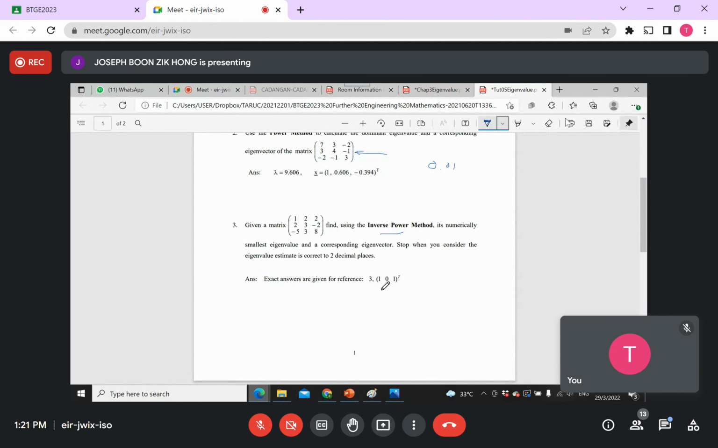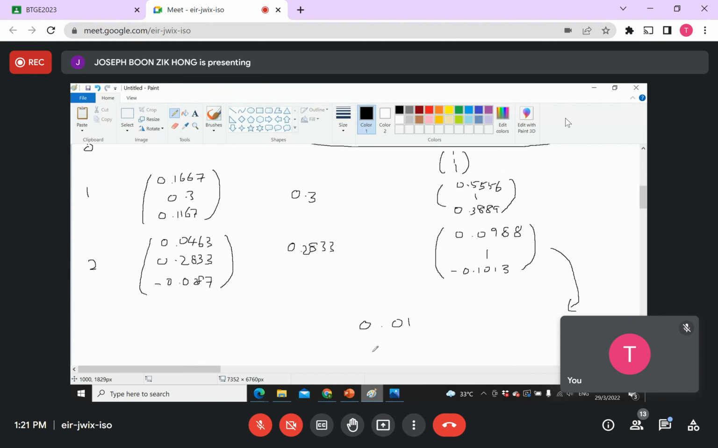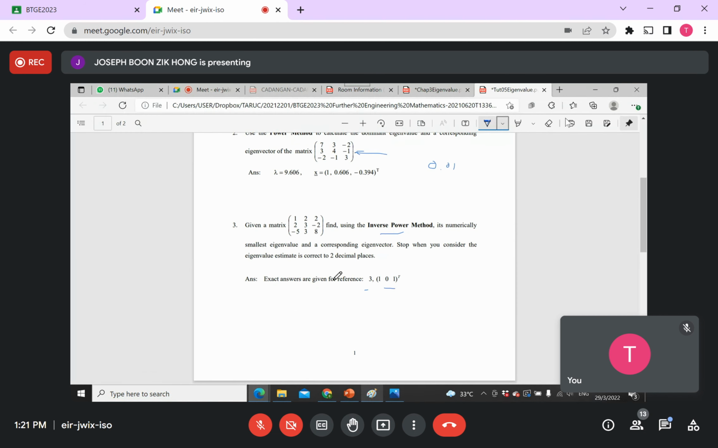the answer given here is 3 and then 101. So that means they get something here, they get 0.3333, something like that. And then 1 divided by this one, and hence they get 3. Oh, correct to 2 decimal places only, so that means you only need to do three decimal places. And if less than 0.01, then you may stop already.